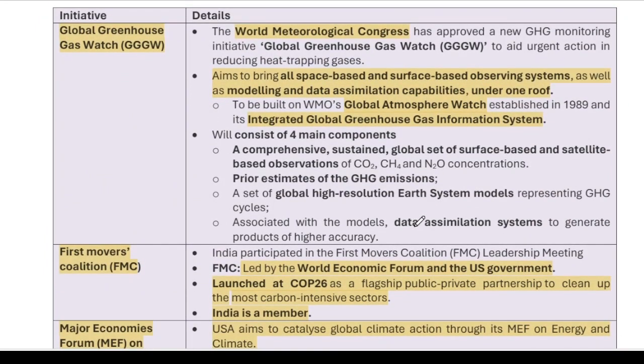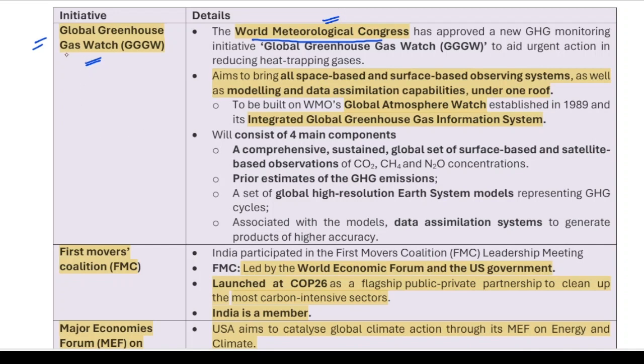Other initiatives that we talk about, like the Global Greenhouse Gas Watch, which the WMO releases. In this watch and reports, you just have to remember which agency is launching this. So the World Meteorological Organization's World Meteorological Congress has launched this initiative.